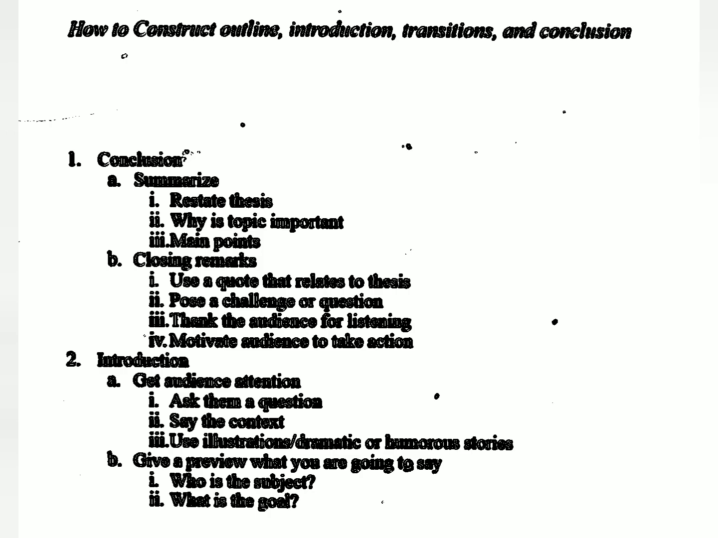Slide 5. How to construct outline, introduction, transitions, and conclusion. 1. Conclusion. A. Summarize. Restate thesis. Why is topic important? Main points. B. Closing remarks. Use a quote that relates to thesis. Pose a challenge or question. Thank the audience for listening. Motivate audience to take action.